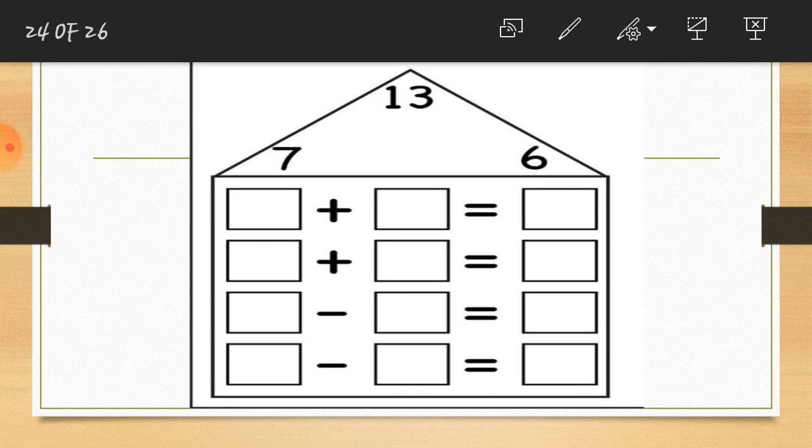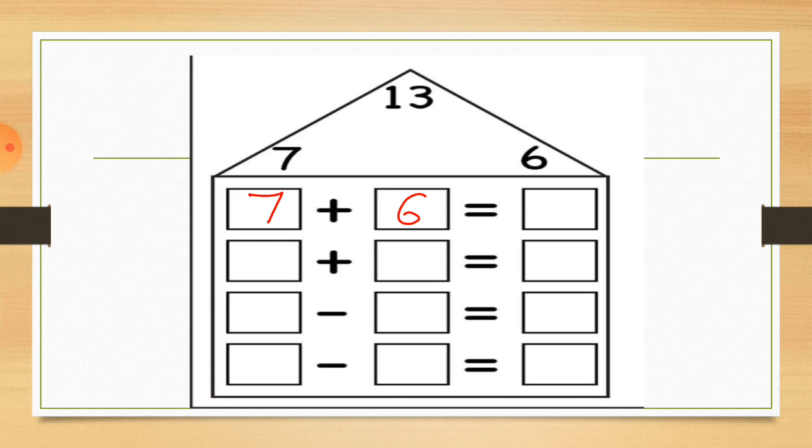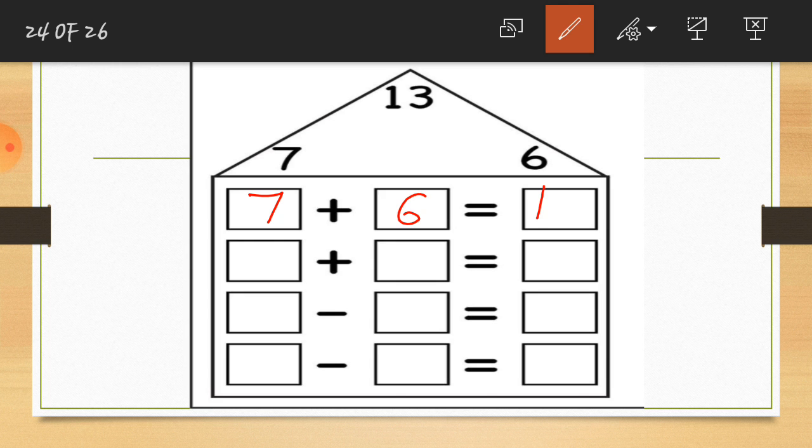So first we write 7, 7 plus 6. So count, students, how much is 7 plus 6 together. So 7 plus 6, we have to count 6 numbers after 7. So let's count it. After 7, we count 6 more digits. 8, 9, 10, 11, 12 and 13. So here we get the answer 13. So I write 13 here.